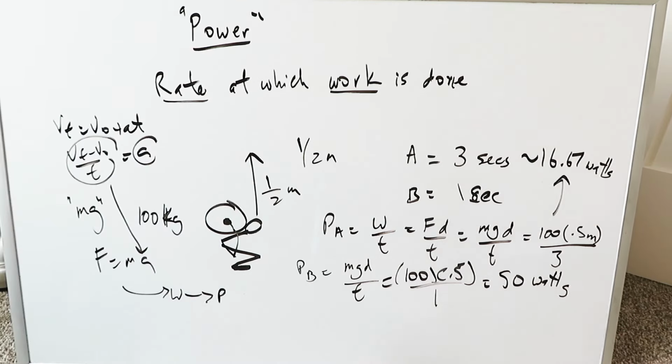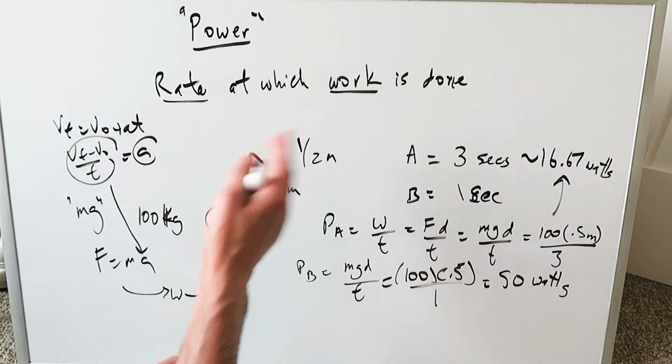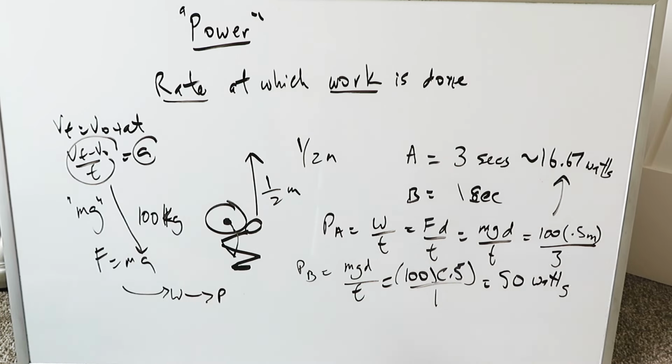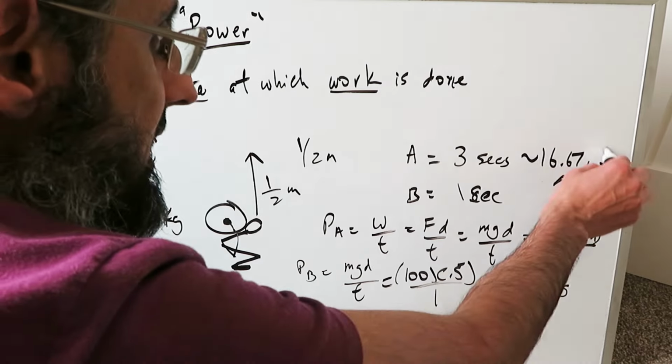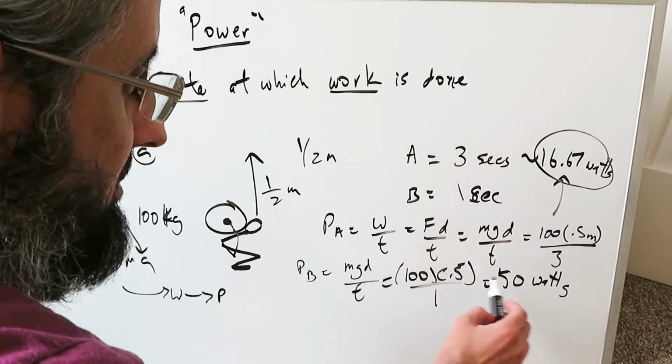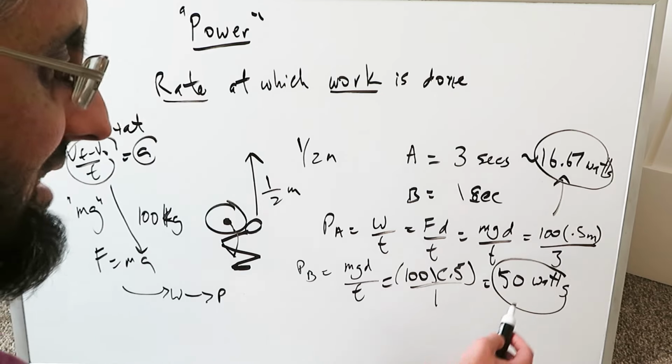Now you should understand, power does not mean a person can lift more or less. Power means the rate at which they can do that lift, because that lift represents work, and that work represents a movement of an object of a certain mass over a certain distance. All of that has to be kept in mind. Power of person A's lift is 16.67 watts. Power of person B's lift is 50 watts.